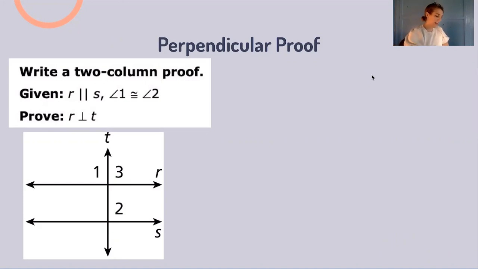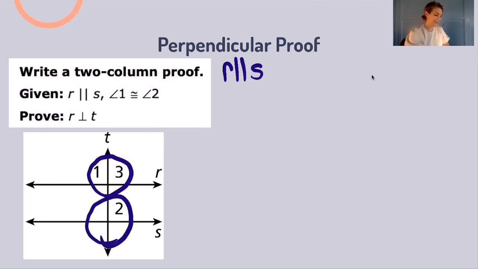So the first thing I know is that R is parallel to S. I'm going to look at my picture and see if there's any facts that I know because of this. Because they're parallel, I'm going to use my angle theorems. I have my transversal here to make one group and my transversal here to make a second. So I know that angle 2 is going to be congruent to angle 3 because they're corresponding.